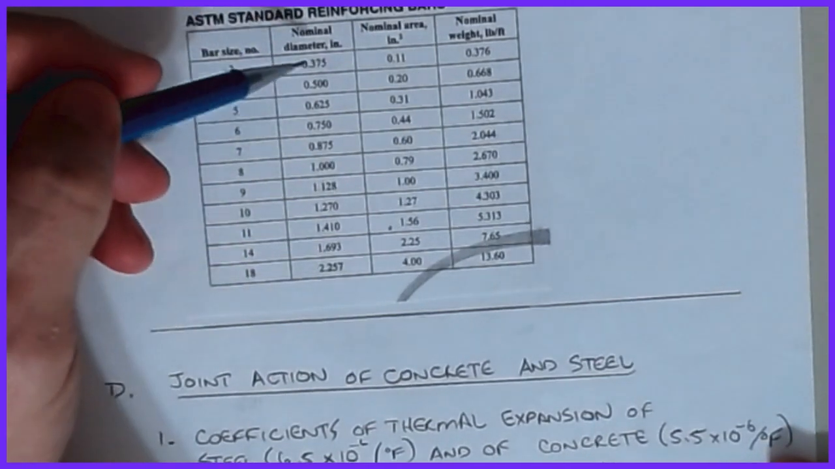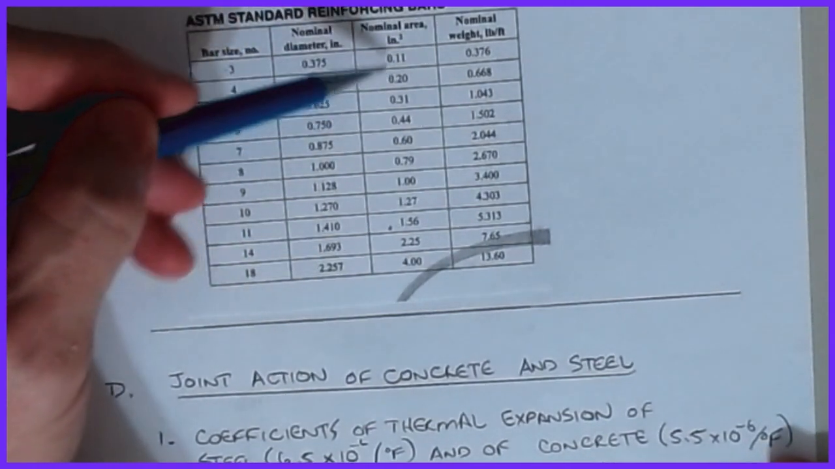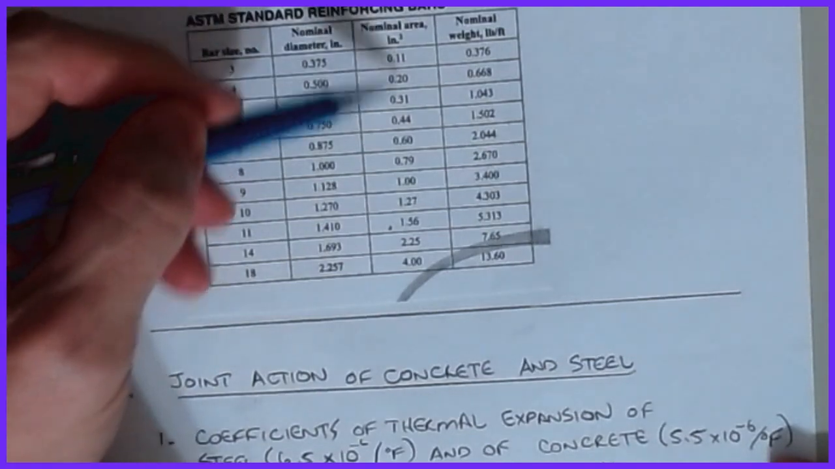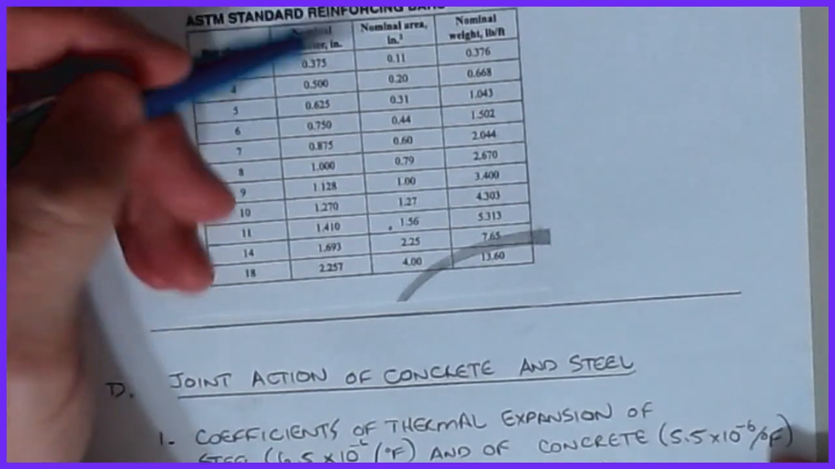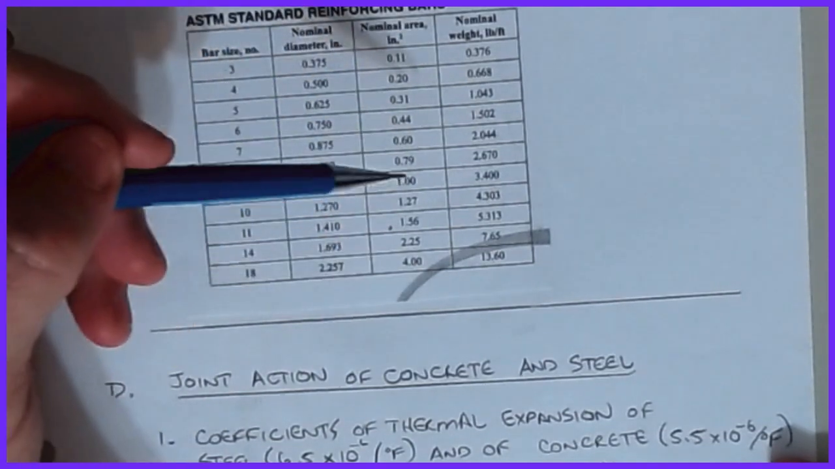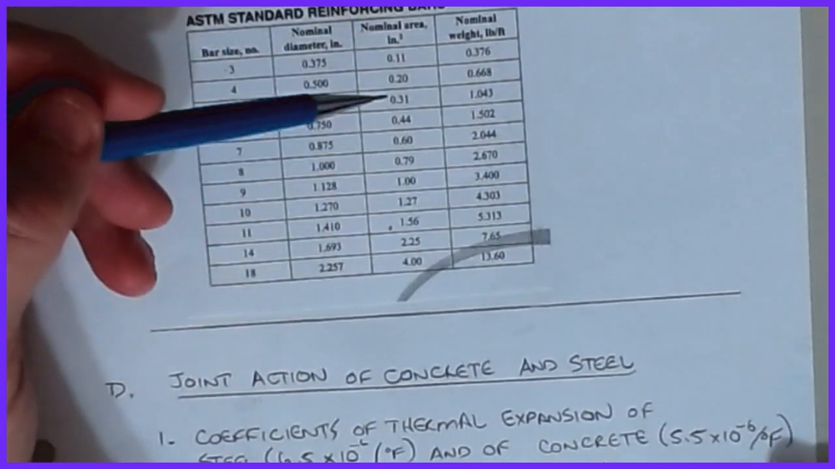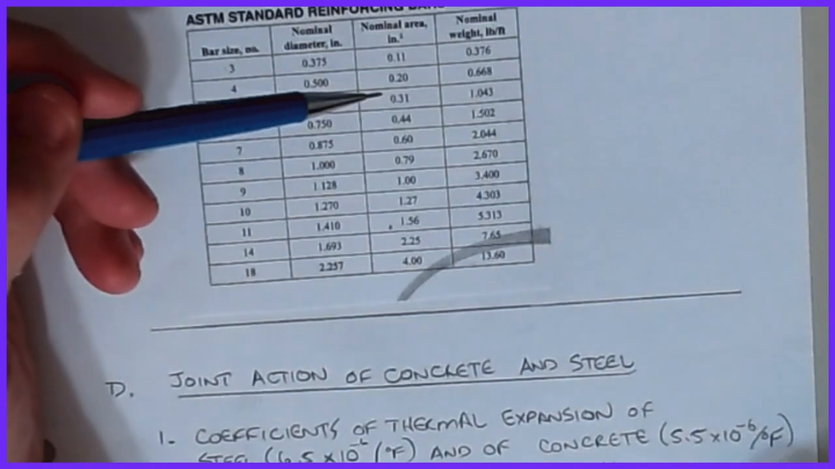Okay, but what changes is that the cross-sectional area of this bar is a little bit different, and so a number 3 has 0.11, and number 4 has 0.20, and so forth and so on. So you'll be referencing back to this table to get these values when we start doing our strength calculations here in a couple of lessons.